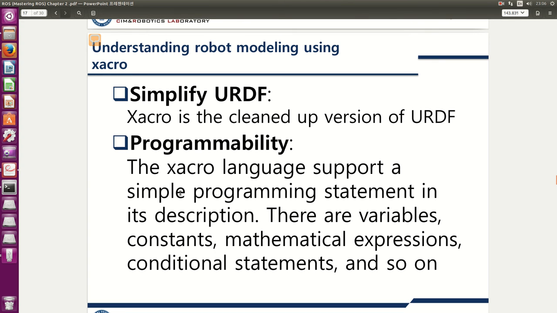Okay, number one, simplify URDF. XACRO is a cleaned up version of URDF. What it does is create macros inside the robot description and reuse the macros. This can reduce the code length. Also, it can include macros from other files and make the code more readable and simple. Another property of XACRO is programmability. The XACRO language supports simple programming statements in its description. These are variables, constants, mathematical expressions, conditional statements, and so on. We can see that XACRO is an updated version of URDF.